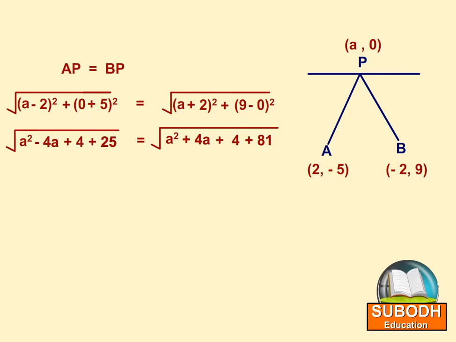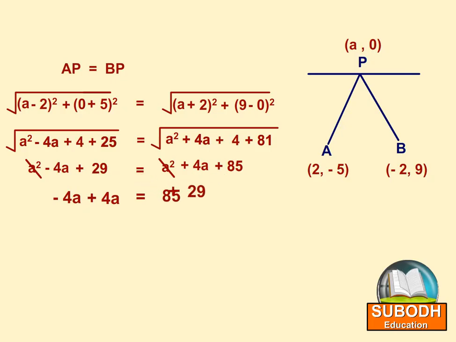Taking square on both sides, the root sign goes out. a square minus 4a plus 4 plus 25, which is 29, is equal to a square plus 4a plus 4 plus 81, which is 85. a square cancels a square. Transfer 4a to the other side with minus 4a, which is equal to 85. Transfer 29 with minus 29. Minus 4a minus 4a is minus 8a, which is equal to the subtraction 56. So a is equal to 56, transfer and multiply by minus 8. Dividing by minus 8, 8 ones are 8, 8 sevens are 56, we get a is equal to minus 7.